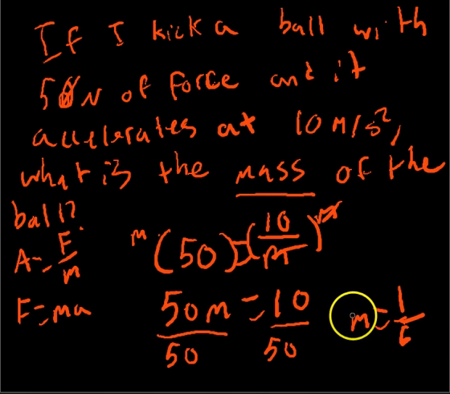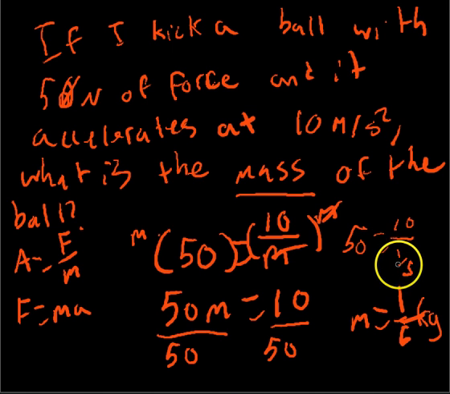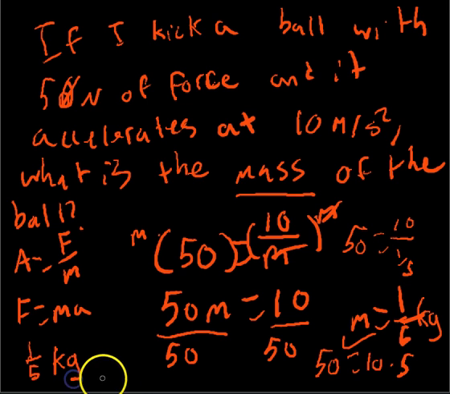So mass is equal to 5, and it'll be in kilograms because that's the SI unit. We're using SI units here. Now let's plug it back in to check if our numbers are correct. 50 is equal to 10 times 5, and we know that is true, so our equation checks out. The mass of the ball is 5 kilograms.